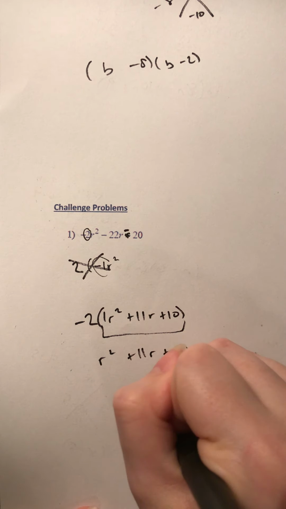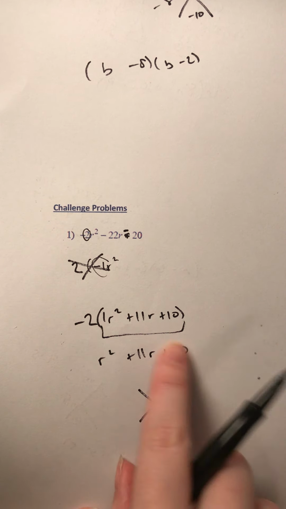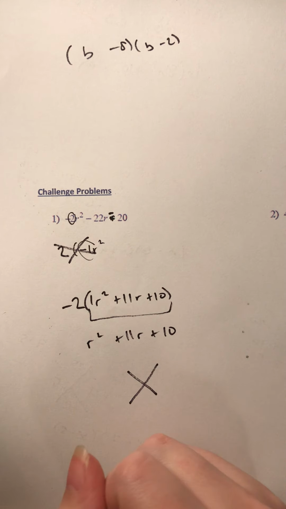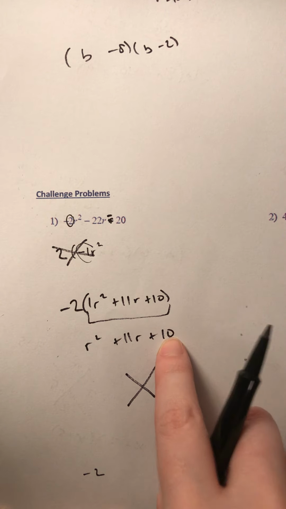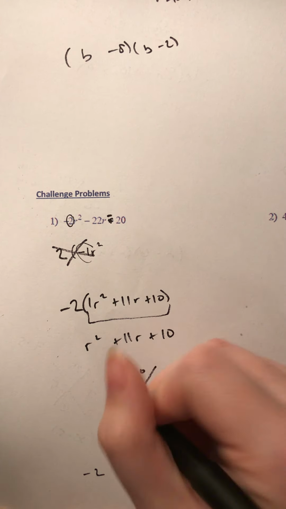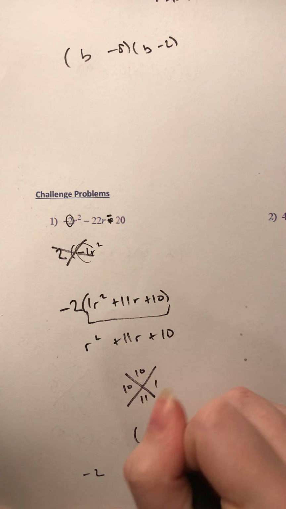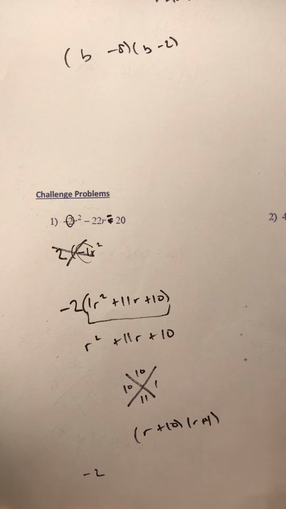So I'm going to set up my diamond puzzle. The negative 2, we're going to ignore that for now so that we can diamond factor, but our final answer will have that negative 2 chilling out front. Just like diamond factoring, we want to multiply to 10, add up to 11. What multiplies to 10 and adds up to 11 is 10 and 1. So your chunks are r plus 10, r plus 1.